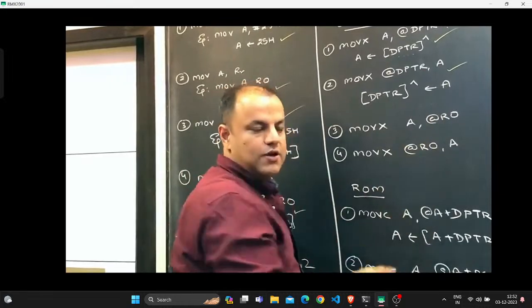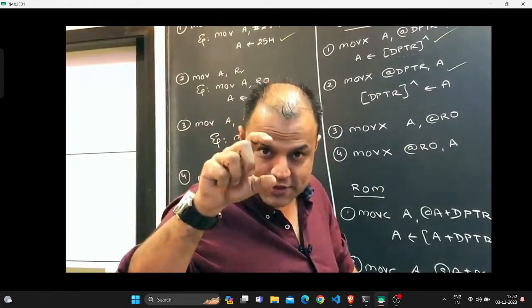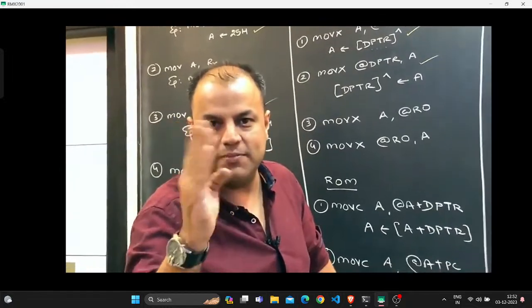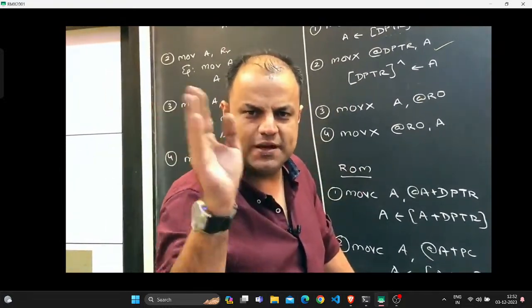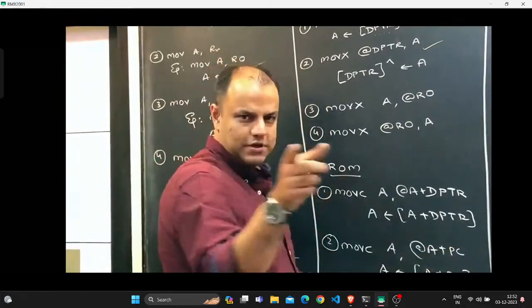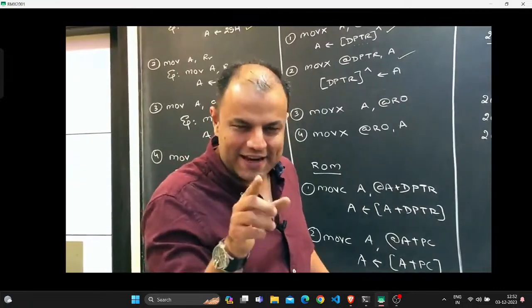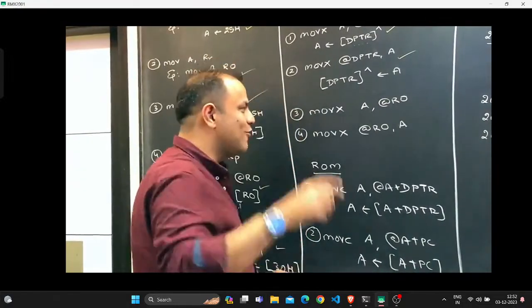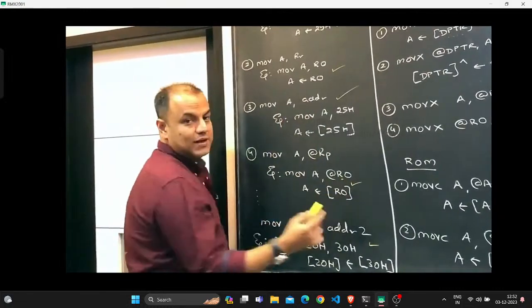MOVX A, @R0. Now, external RAM, you know, has a 16-bit address, but the first 256 locations have addresses whose higher byte is 00. The addresses will go from 0000 to 00FF. Since the higher byte is 00, you can give only the lower byte of the address. The processor will assume the higher byte to be 0. If you remember, we've discussed this also. If you're giving only the lower byte, that means you're giving only an 8-bit address. An 8-bit address can be given by R0 or R1. So you can use R0, R1 for internal RAM as well as for external RAM.